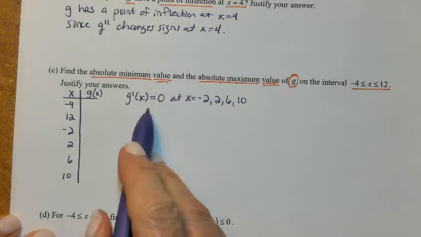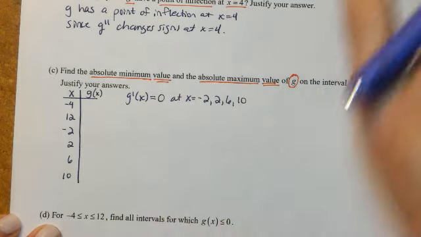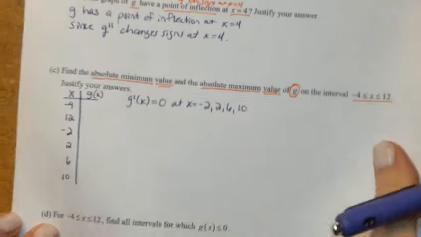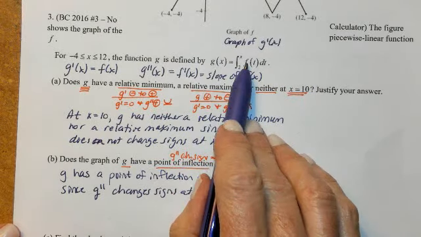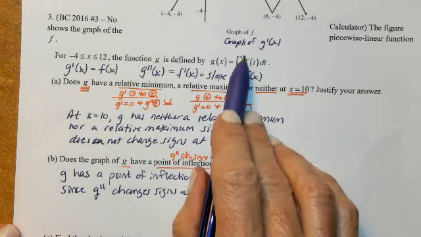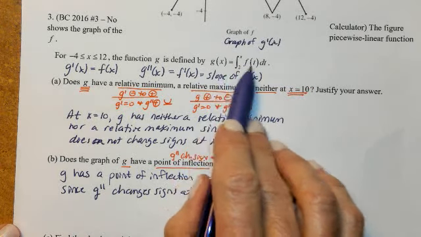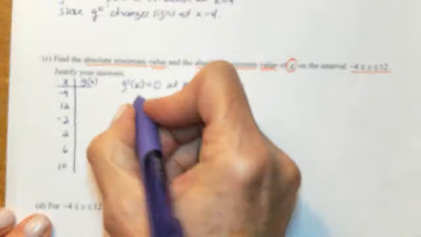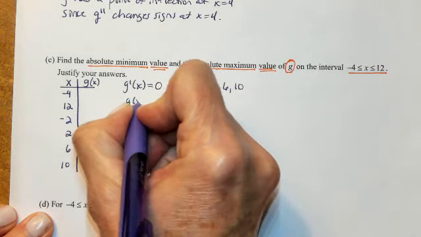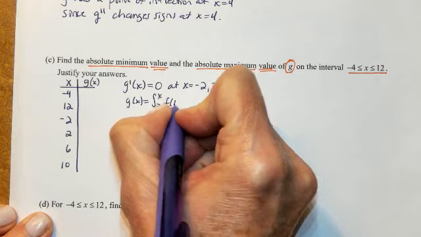Okay. Now we need to find all of these g values. So I'm going to come back to my problem, the way it's stated. g is defined right here. g is the integral from 2 to x of f of t dt. So that's how I'm going to use this to get my values. So let's start by writing that down. g of x is equal to the integral from 2 to x of f of t dt.